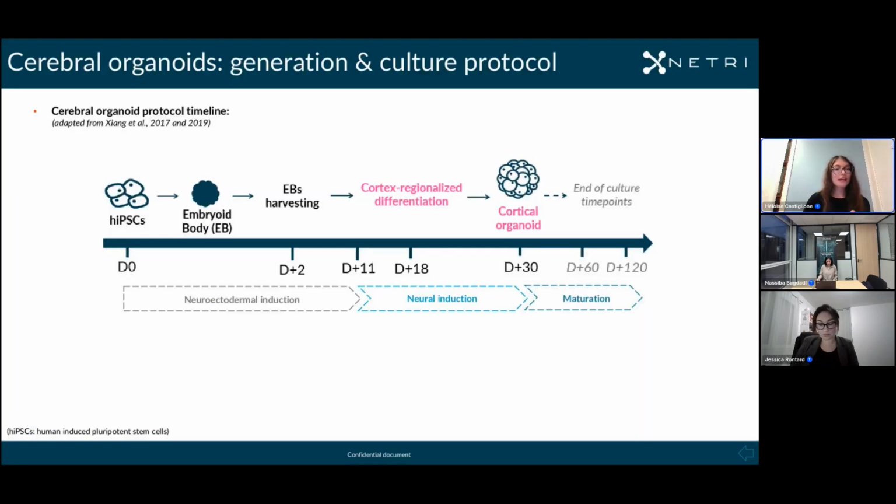So regarding the cerebral organoid culture protocol, we start from iPSCs that we force to aggregate to form embryoid bodies, EBs. The EBs are then harvested and cultured in successive culture media that contain factors that will induce the neural differentiation in 3D. And more specifically, we apply a regionalized differentiation protocol that guides the differentiation towards the cortical region of the brain, leading to cortical organoids.